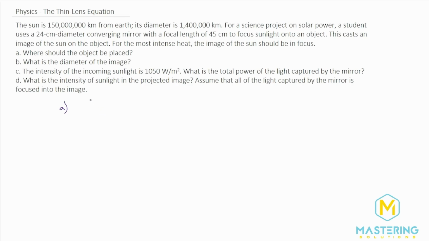So if we think about the thin lens equation, we know that the inverse of the focal length in meters is equal to 1 over the image distance plus 1 over the object distance. Now, if you think about what's happening here, we're focusing the sun, right? And so the object distance, or the sun, is way further away than the focal length of our lens. And so the object distance, for all intents and purposes here, is approaching infinity.